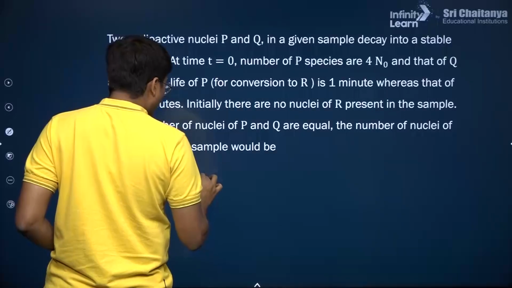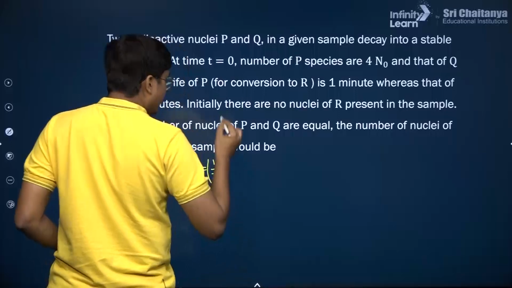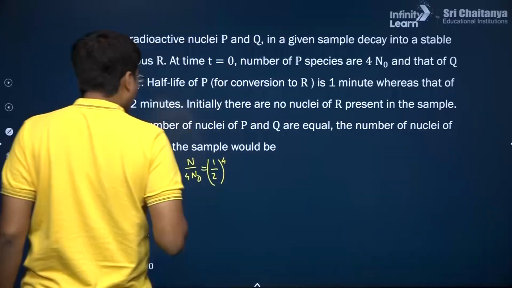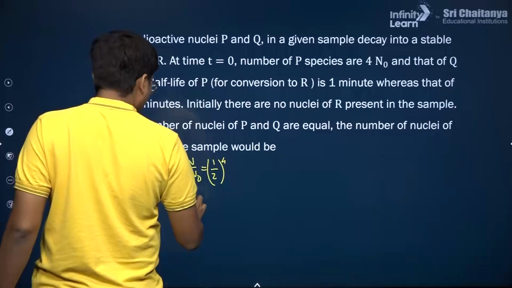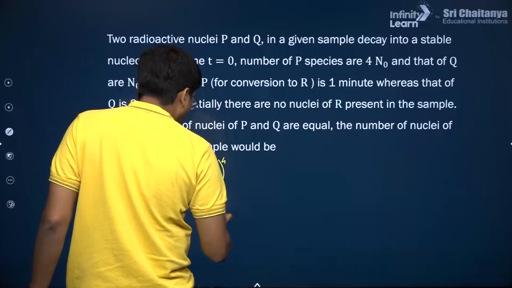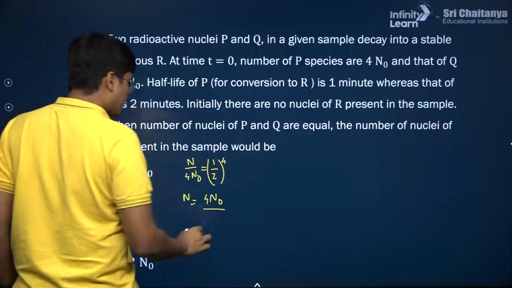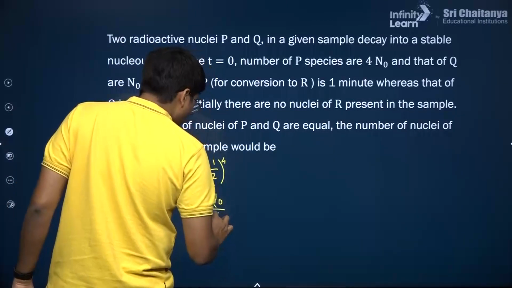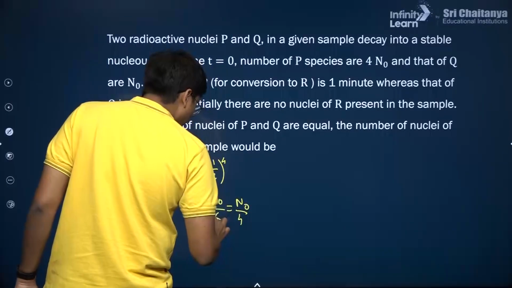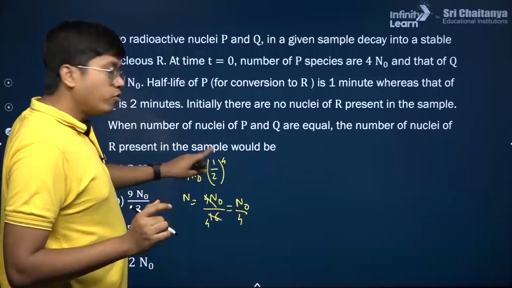So again, we write it down. N by 4 n naught is equal to half to the power t by 1. So t was 4 minutes. We'll keep it to the power 4, which means n is equal to 4 n naught divided by 2 to the power 4. 2 to the power 4 is 16. So we have n naught by 4. That is the number remaining, right? And the same number would be remaining over there.